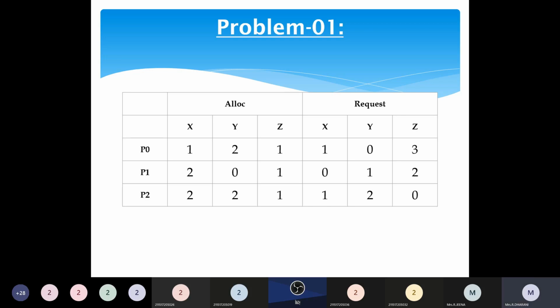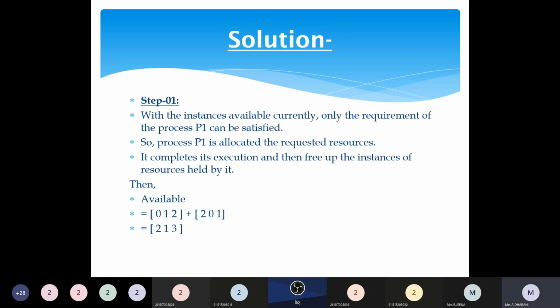Let's check the P1 process, additional request 0, 1, 2. Here the X instance is not required, the Y instance is required, and the Z instance is required. So yes, we have a current availability of 0, 1, 2. We can satisfy the P1 process first. So process P1 is allocated the requested resources. Once it completes its execution, it will free up all the instances of resources held by it. So assume we have allocated and it has freed all the resources.